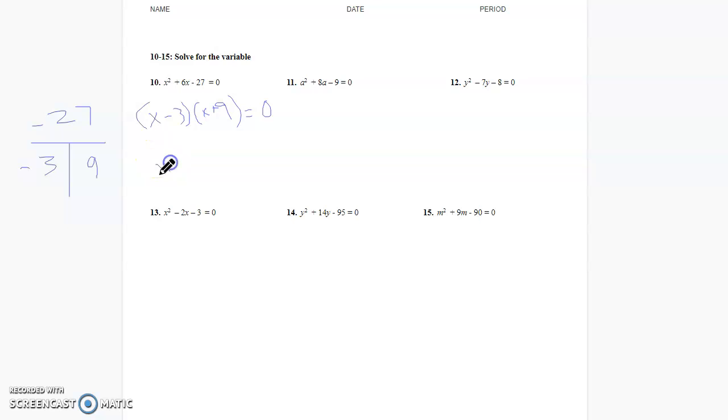So let's start off with x minus 3. Well, that would be 3. X plus 9, that would be negative 9. So when it comes to how I'm having you fill out the puzzle piece, the smaller value would be negative 9, and the bigger value is 3. Remember, the negative numbers are always smaller than the positive ones.